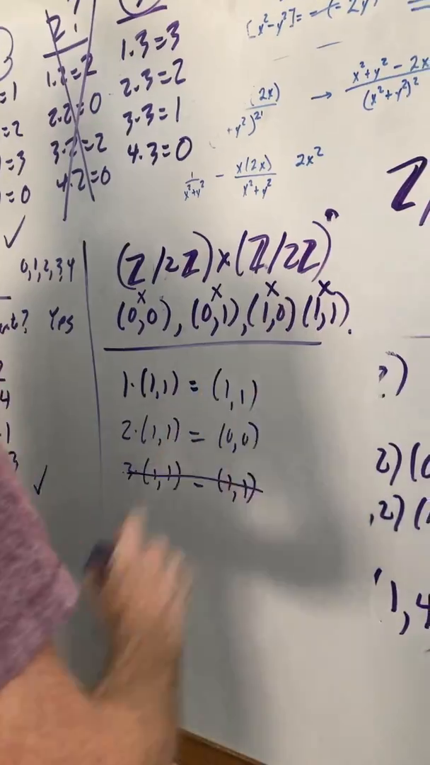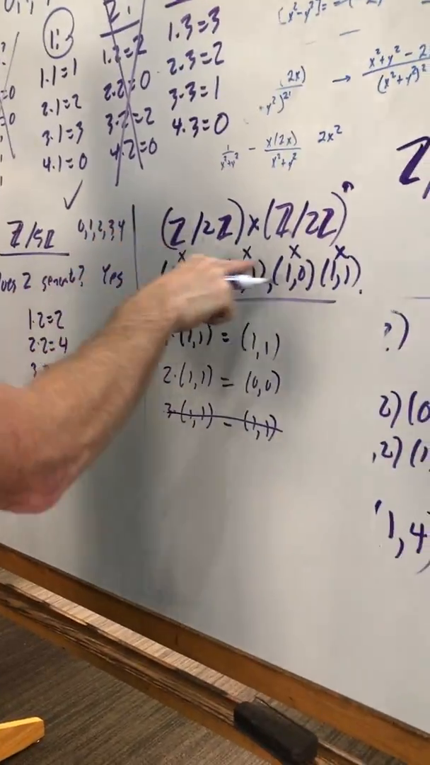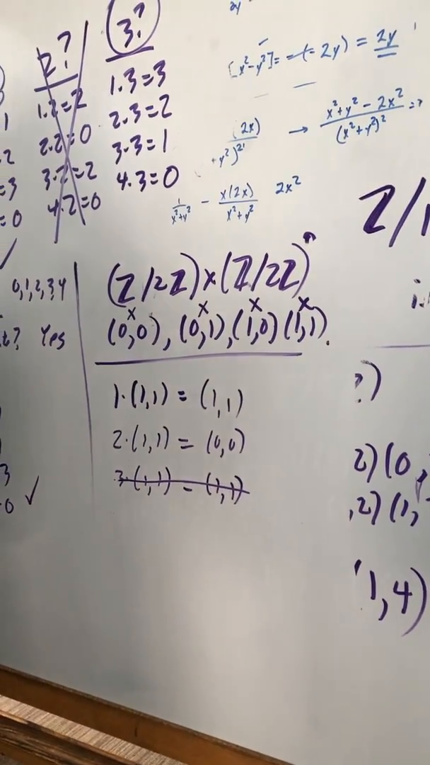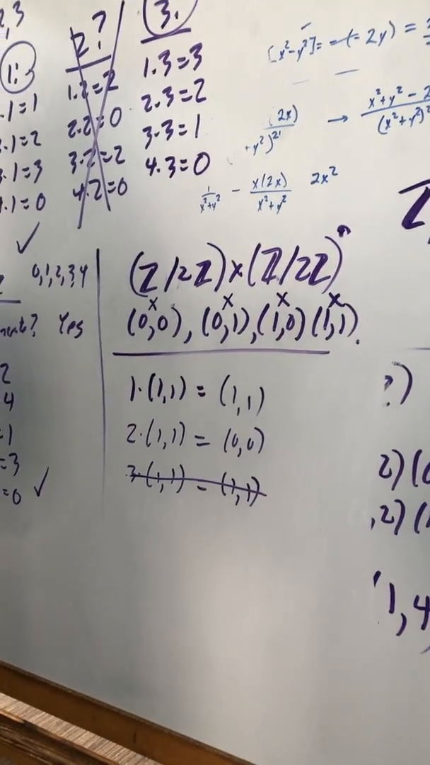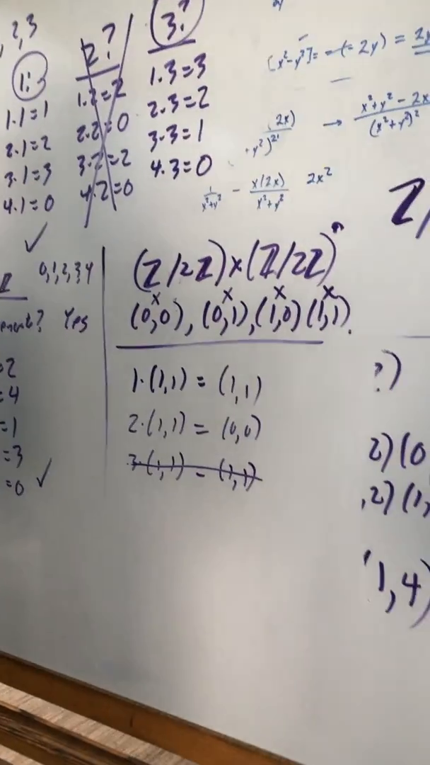So it starts repeating, right? Interesting. None of these is a generator, which means that this is not a cyclic group. All that notation means is Z mod 2 crossed with Z mod 2. Z means integers.